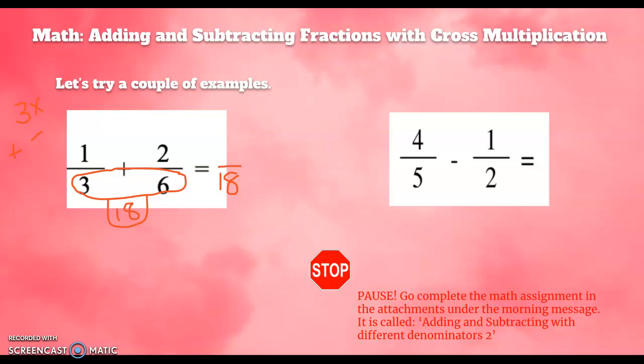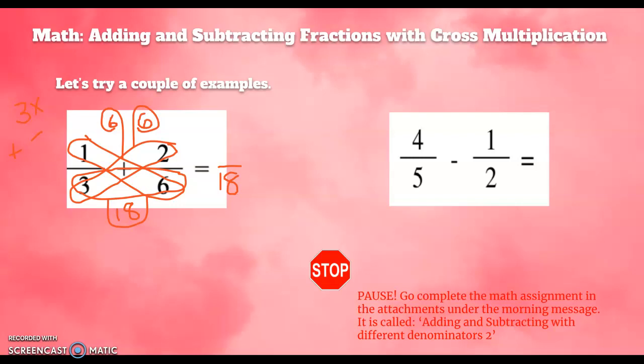Okay, now I'm going to take the numerator over here, this top number, and I'm going to multiply it with the denominator on this fraction to come up with my new numerator. So I have 1 multiplied by 6, and I get a product of 6. And then again on this side, I'm going to take this numerator and multiply it with this denominator. I have 2 multiplied by 3, and I get another numerator of 6.